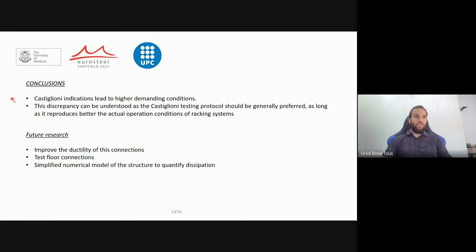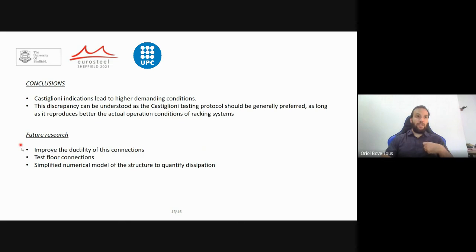Finally, the conclusions are mainly that the Castiglioni indications led to more demanding conditions because less energy is absorbed. This discrepancy can be understood as the Castiglioni testing protocol should generally be preferred, as it better reproduces the actual operating conditions of racking systems. Yes, because the vertical load is taken into account, while in the ECCS test it is not.